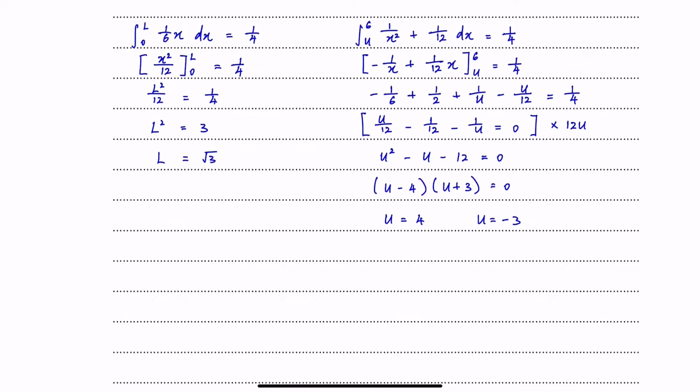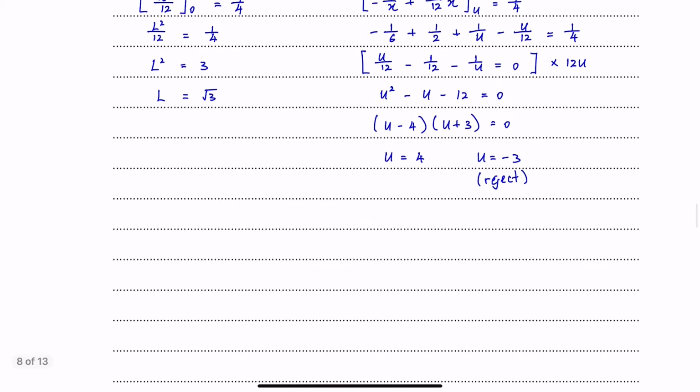But like what we said, u cannot be a negative value, so we have to reject this, and this would be the u that we want. So the interquartile range is u minus L, which is 4 minus 3, and this would be the exact value.